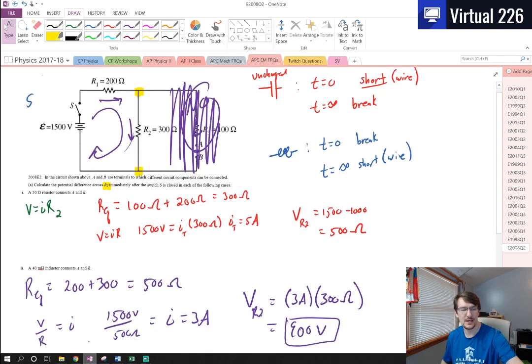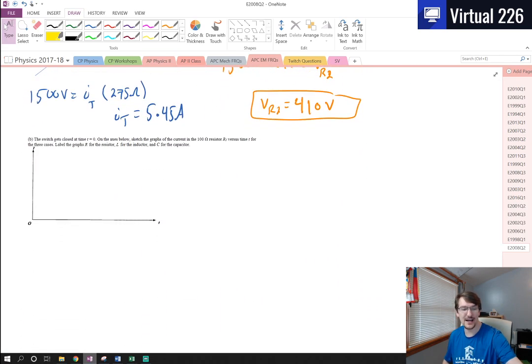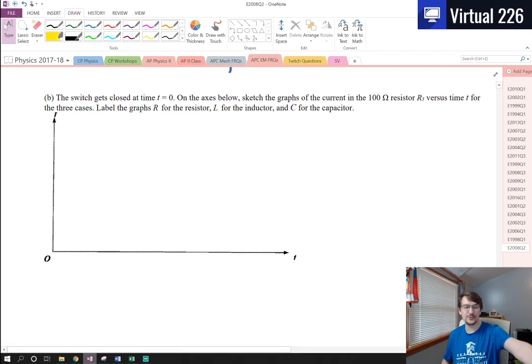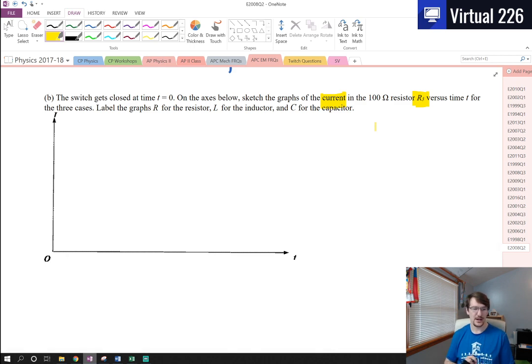Okay. In part B here, and this is the last part of the problem, we're asked to draw some graphs. We have the switch closed for all 3 of the scenarios from before, and in all 3 of these scenarios, we're asked to draw the current in R3 graph. So we're looking for the far right branch here for all of the cases. Label the graphs R for the resistor, L for the inductor, and C for the capacitor.